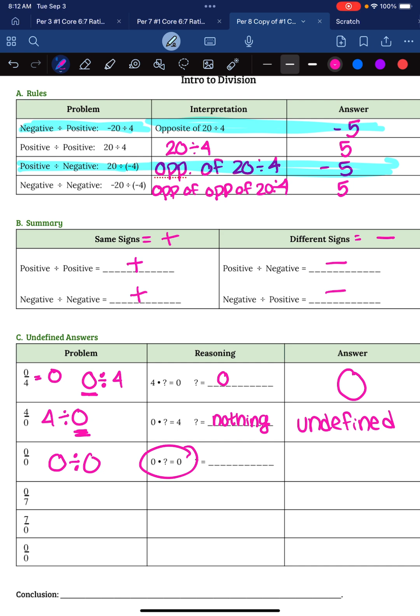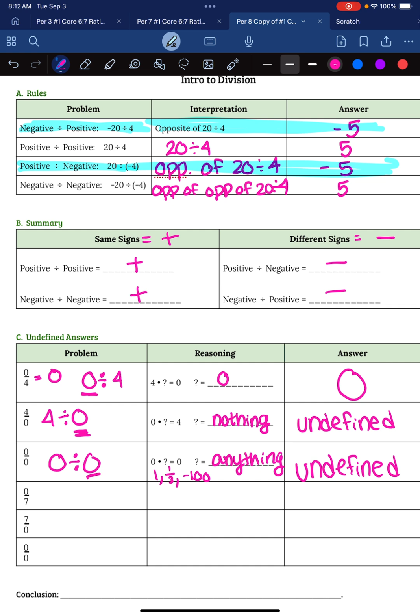Pause for a second and try to answer that. Did you come up with a lot of answers? 0 times 1 equals 0, 0 times 1/3 equals 0, 0 times negative 100 equals 0, anything. But that's not good either. In math, there's supposed to be one answer to any division question, not whatever answer you feel like. So because the question mark could be anything, we also call this one undefined. There's not a defined answer to this. Anything could be an answer, so it doesn't work in math.